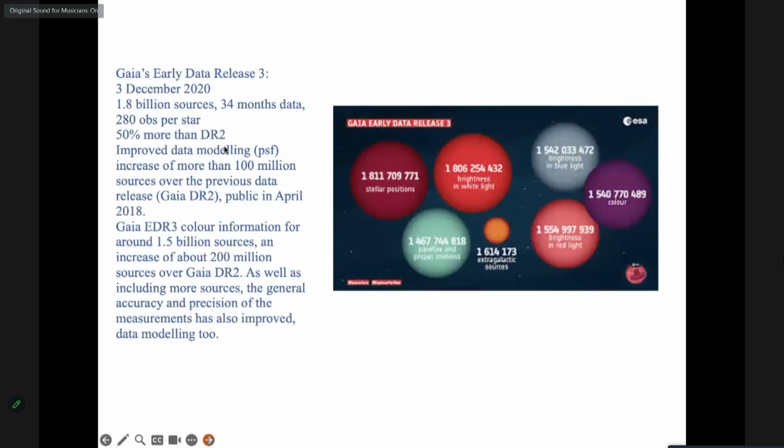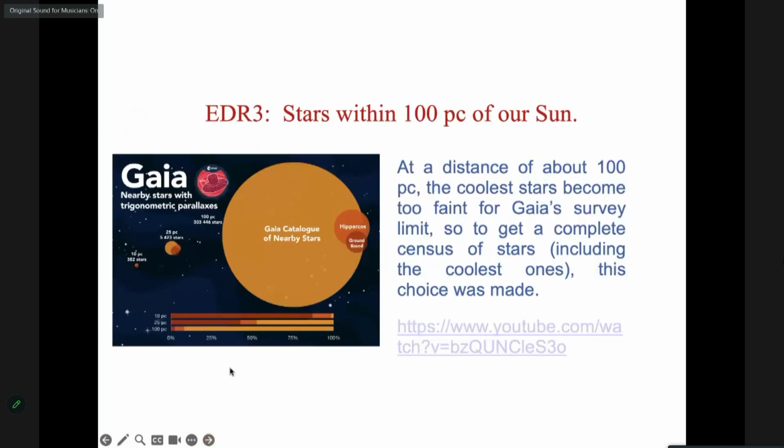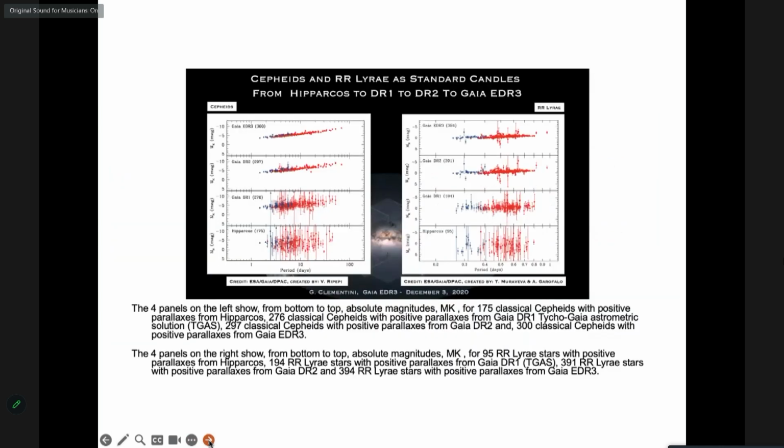The early data release was out. I won't go into those details either. And what was actually done is that stars within 100 parsec of our sun could be very well studied. You can have a look at these various sources on the net, which give you a lot of data about the stars within the neighborhood of the sun, so there's the Gaia catalog of nearby stars.